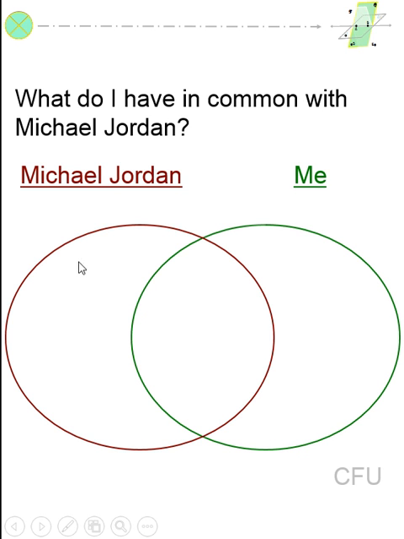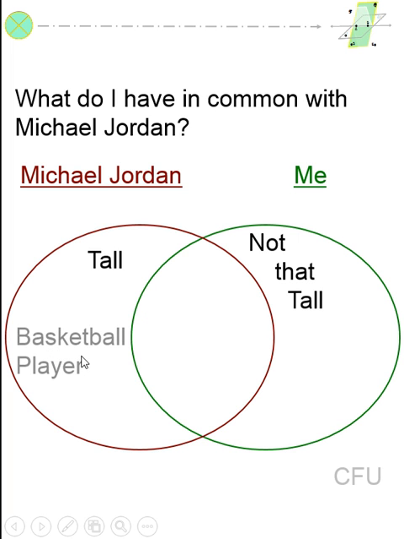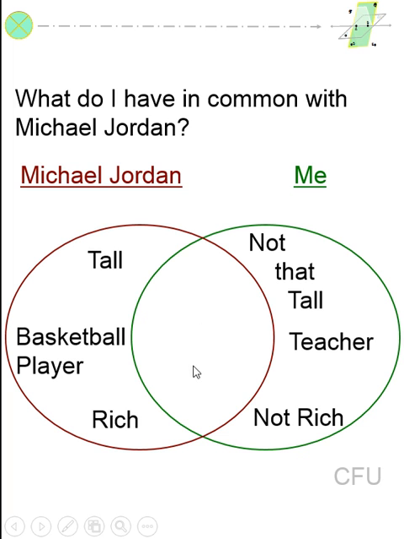Michael Jordan is tall. Well, I'm not that tall. Michael Jordan is a professional basketball player. Well, I'm a teacher. Michael Jordan is rich. I'm not that rich. But one thing that we do have in common is that our favorite subject is mathematics. In an interview, they interviewed him, and he said that was his favorite subject.